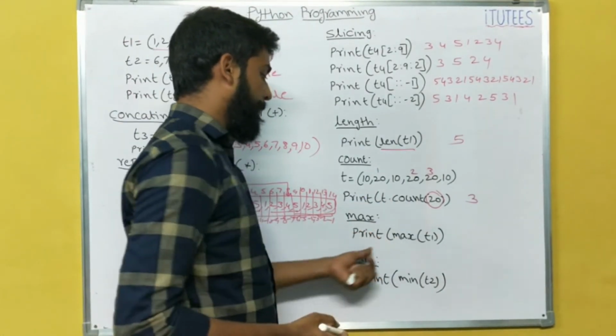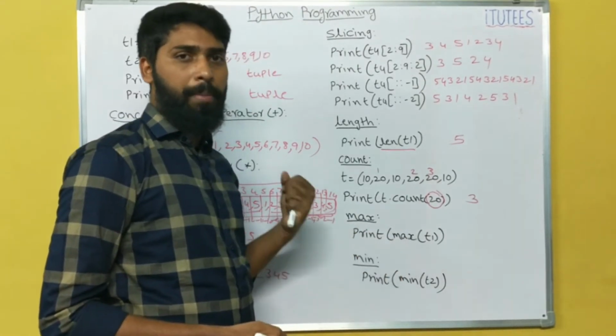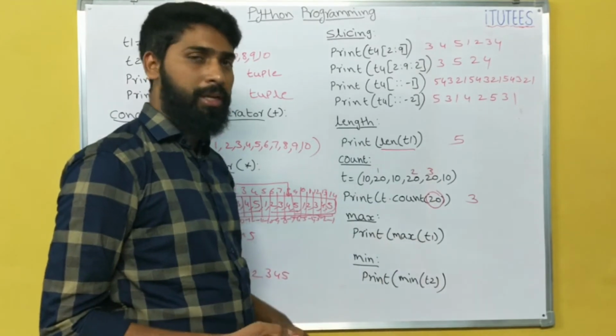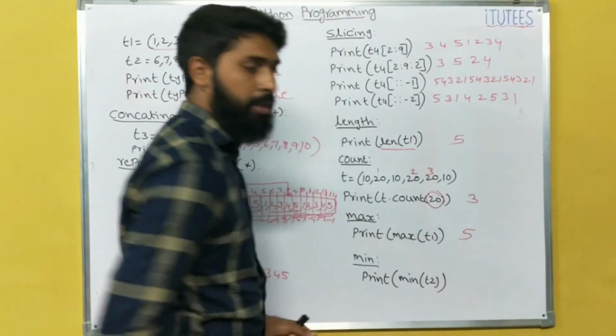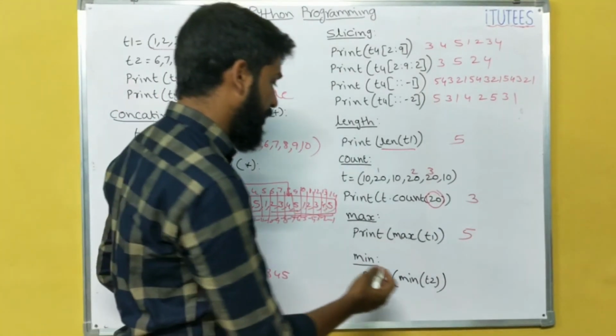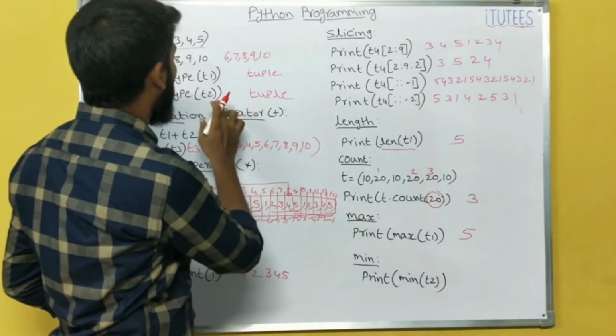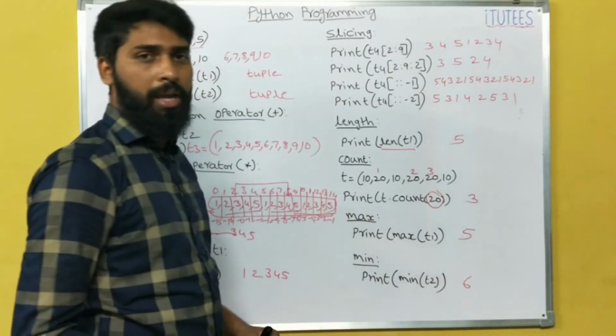So next, print max of T1. So what is the max? The max function is used to find the maximum element in the tuple T1. What is the maximum element in the tuple T1? 5. In a similar way, the min function is used to find the minimum number in the tuple. So what is the T2? T2 means 6, 7, 8, 9, 10. It prints 6 as output.